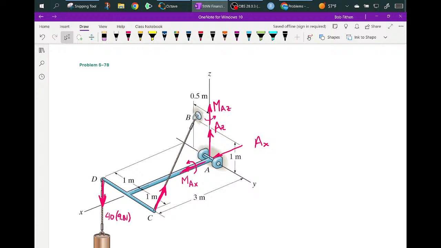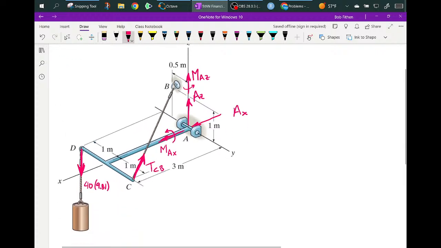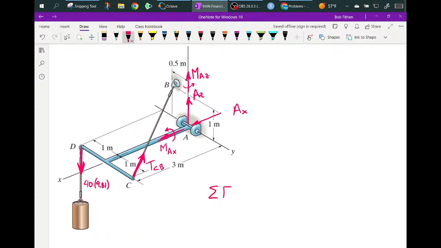All right, so you have this structure with all of these on there. I'll call this tension CB. Okay, so what we have, sum of the forces in the X direction equaling 0. If I run out the X direction, all I get is AX. And then I get a component of this vector in the X direction.